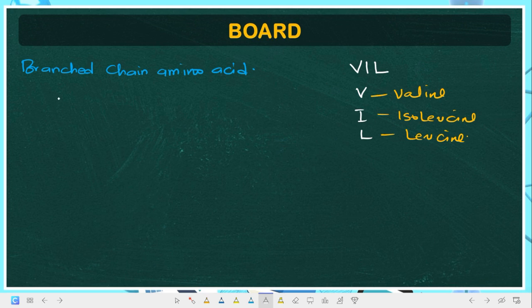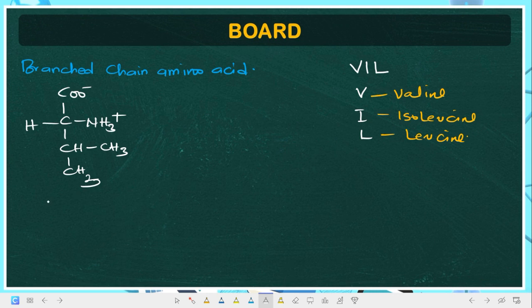So let's draw the structure of each of them. First of all, we know that the upper part does not change. So we have COO negative, then we have C, and here becomes NH3 positive. And here is H. And then we have CH2, then CH2, and in this case it's usually written as CH3, and then here CH3. And this is the structure of valine.